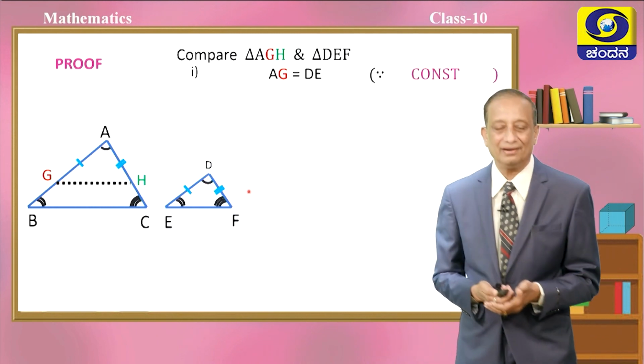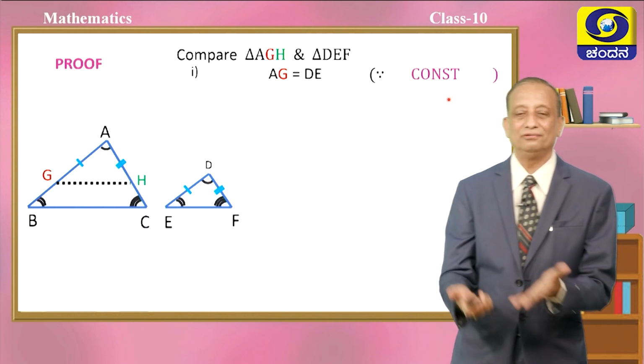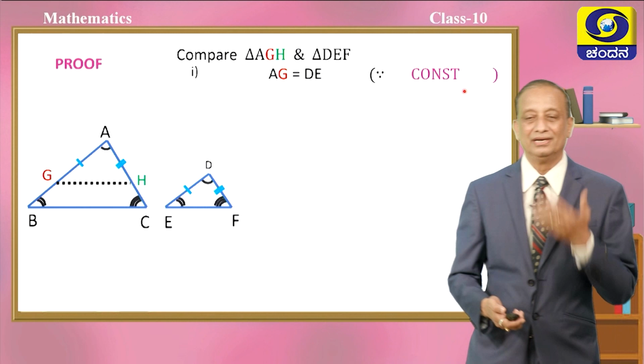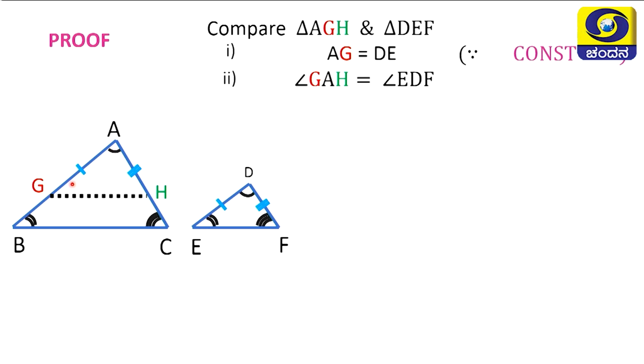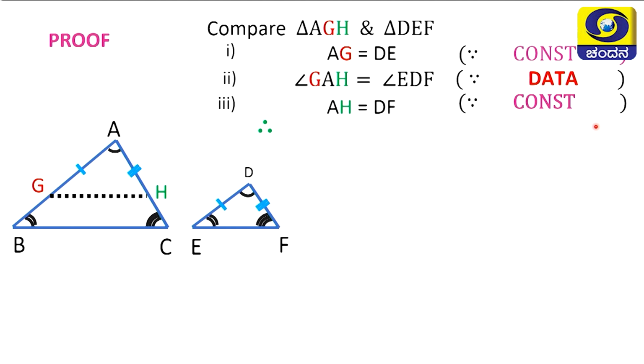Okay, what is the first point? AG and DE are equal because we have done it. We must say the reason being construction. What is the second point, children? Angle GAH is equal to angle EDF because it is given in the data. They are equiangular triangles, so when you say they are equiangular triangles, definitely angle A is equal to angle D. What is the third and last point required for our comparison? AH is equal to DF. This is because of construction.